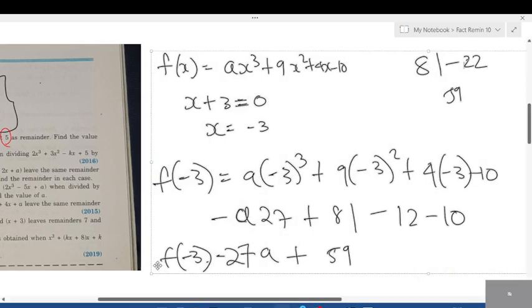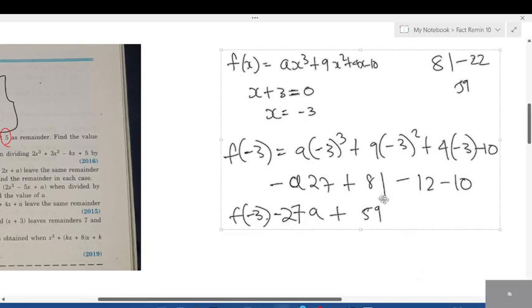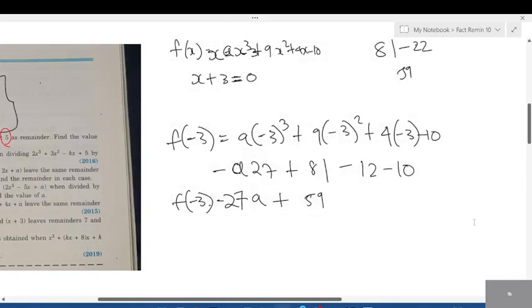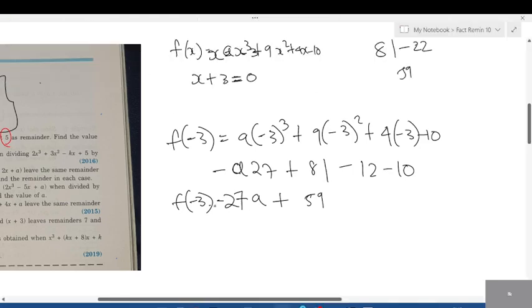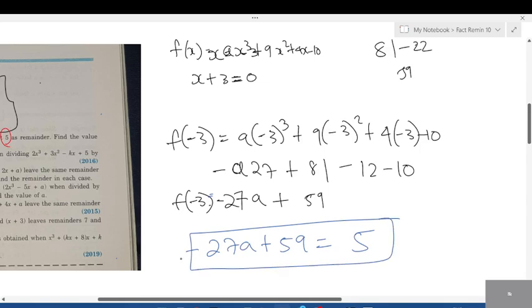But what is it that we need to find, students? In this equation, what is pending? Which value is missing? A is missing. Then, in order to find A's value, we need to take remainder 5. So what you do, in place of f of minus 3, copy this equation. Minus 27a plus 59 is equal to 5. Okay, this is how we solve.